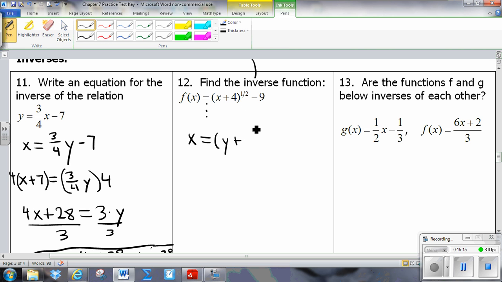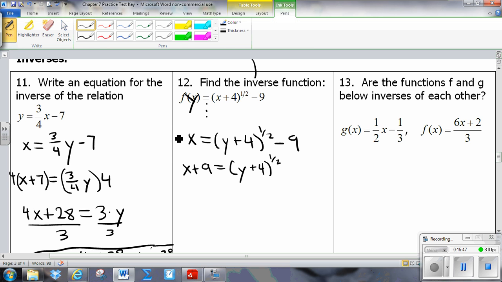Okay, so y plus 4 to the 1/2 power minus 9. Basically what I did is I turned this into y, and then I switched the x and the y. Now my goal is to get the y by itself. The first thing I want to get rid of is that minus 9, so you're going to add 9 to both sides. This will end up being x plus 9. The 9 is going to cancel on this side, so y plus 4 to the 1/2 power.